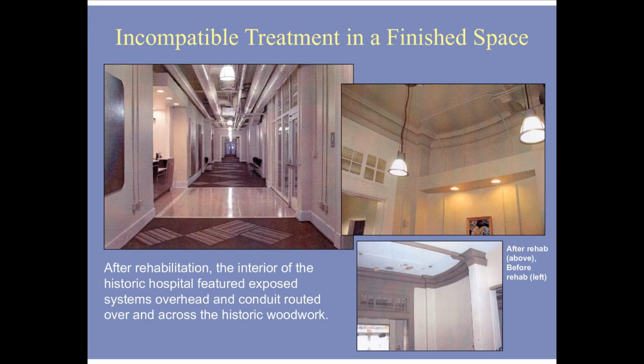The amount of exposed systems shown in this corridor is incompatible with almost any type of building. New systems should not distract from the historic space. The manner in which the conduit was installed in the upper right does not respect the architectural details of the space. The conduit should have been routed along the crown molding, crossing the woodwork in only a minimal number of locations.